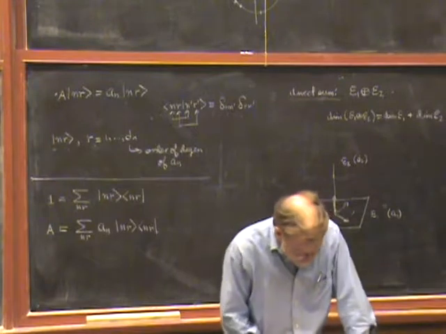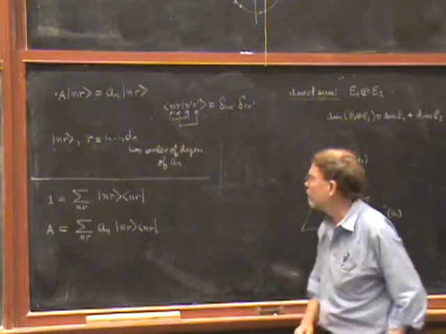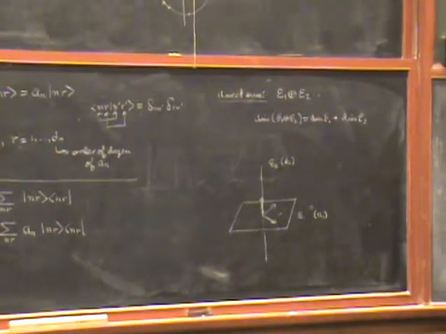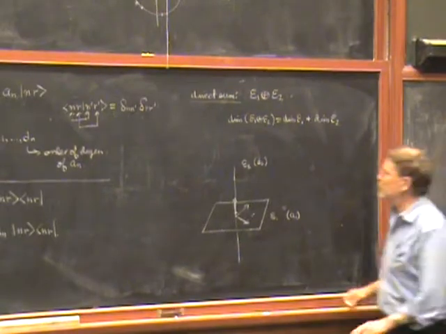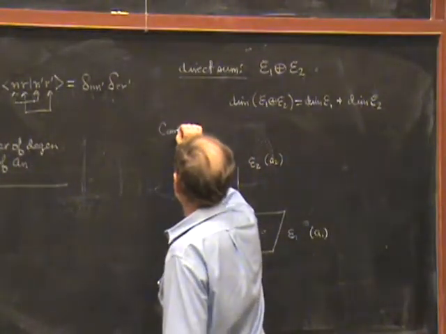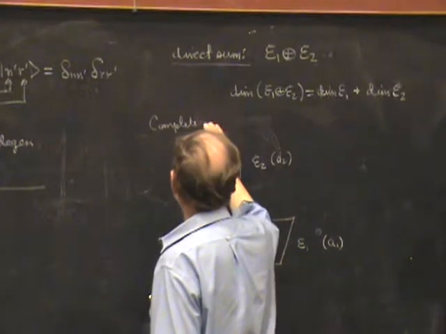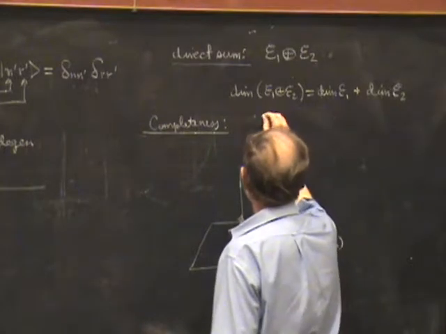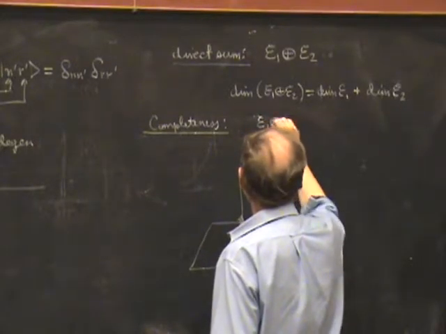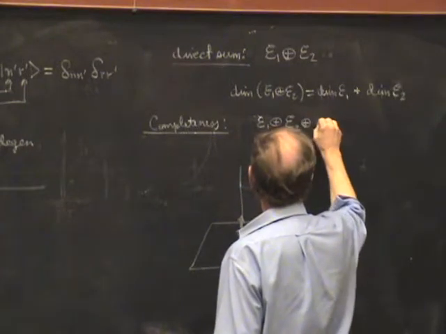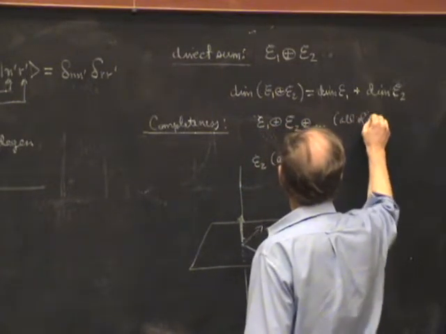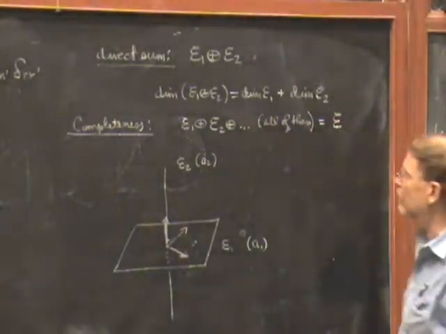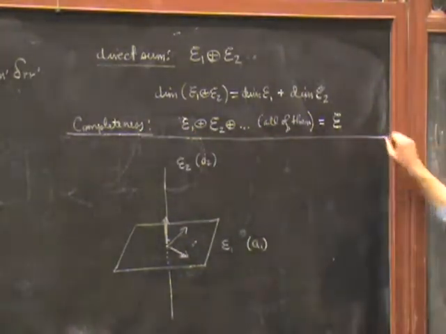All right. Now, I defined the direct sum of two subspaces up here. I hope it's clear what that means. Let me just mention now that the completeness property can be expressed in terms of the direct sum. It says that if you take the direct sum of the eigenspaces, all of them, you will get the entire ket space.